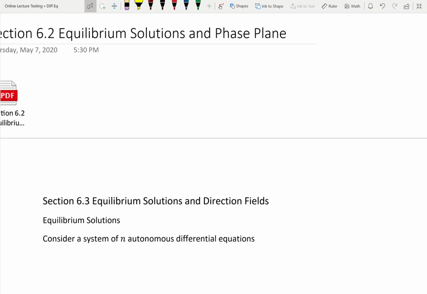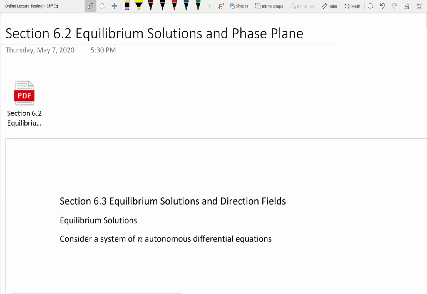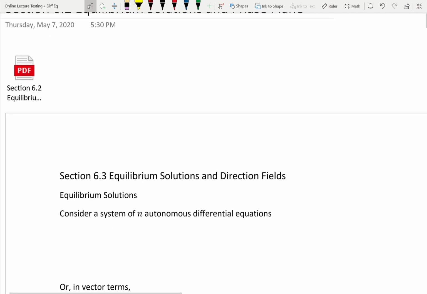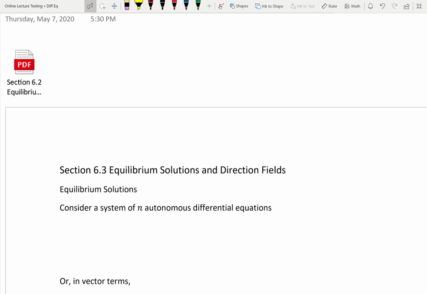So today we're going to talk about the last couple of sections for differential equations. We're going to be talking about section 6.2, which is equilibrium solutions in the phase plane. And then our last lecture will actually be on 6.4, which is stability. So one thing I need to fix there.